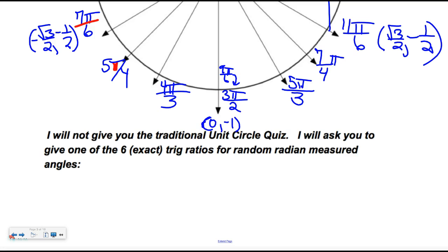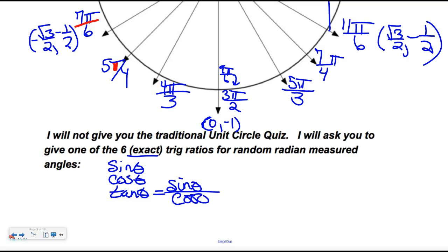I'm not going to give you the traditional unit circle quiz. What I'm going to do is give you one of the 6 exact trig ratios at random. I will ask you to give me one of the 6, and I say 6 because we've got sine, we've got cosine, but remember we also have tangent, which is their ratio, so you might want to write this down if you don't already know it. Again, take what you need out of these first days of algebra review. Cotangent is the reciprocal of tangent.